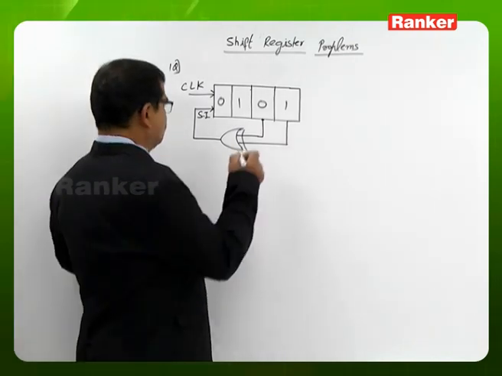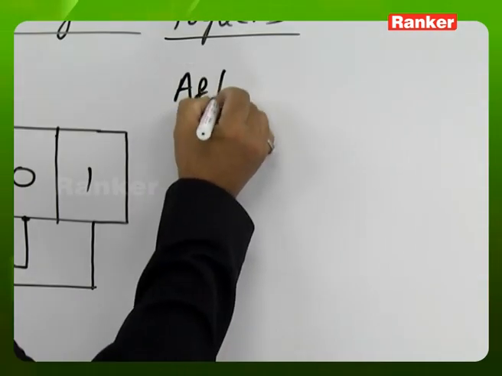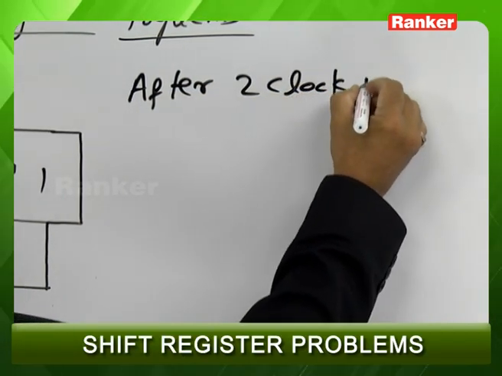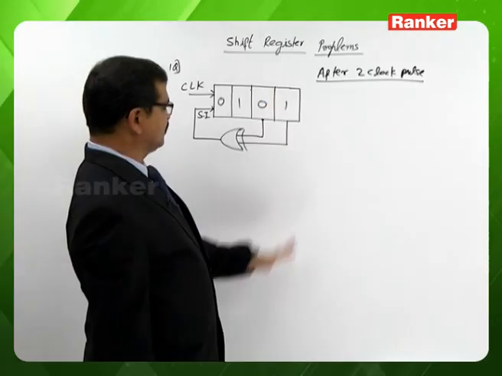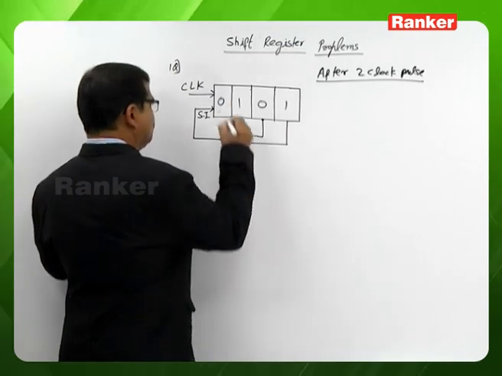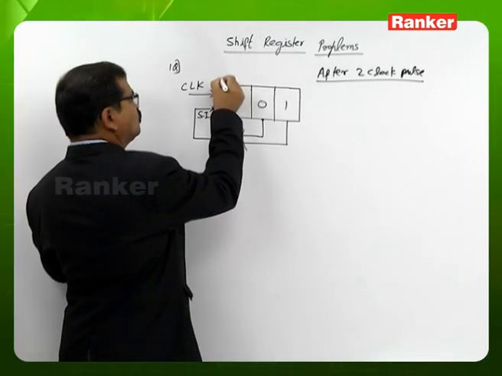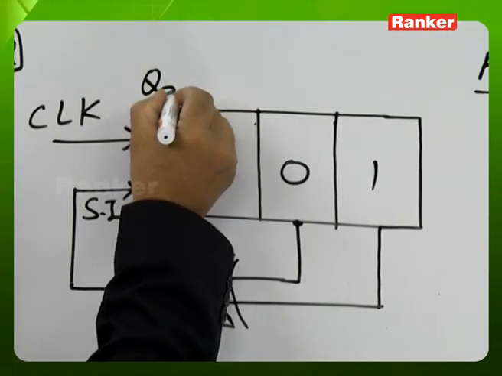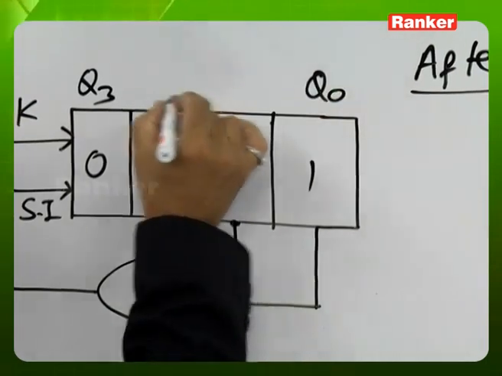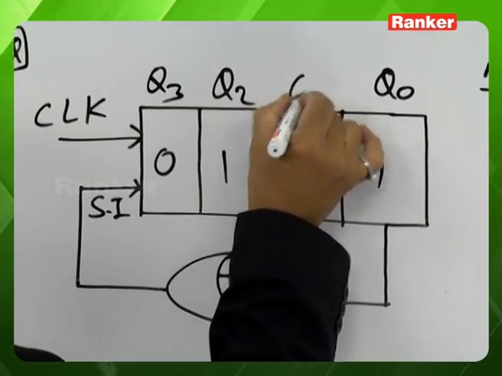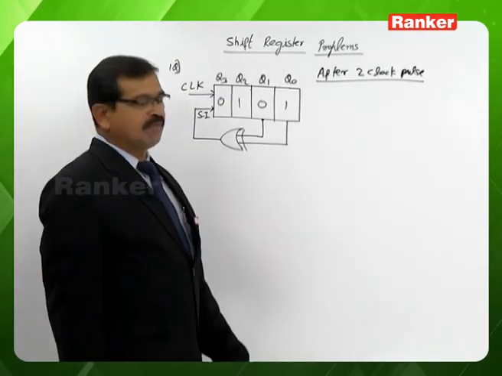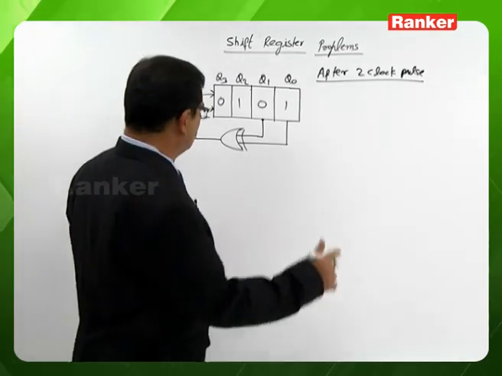After 2 clock pulses, what is the content of the register? We need to work like this. Nothing is mentioned, so you can consider the default. It is a flip-flop corresponding to the MSB and so on. It is a flip-flop corresponding to LSB. Hence Q3, Q2, Q1, Q0 are the respective flip-flop outputs. Q3 is the MSB flip-flop output, Q0 is the LSB flip-flop output.